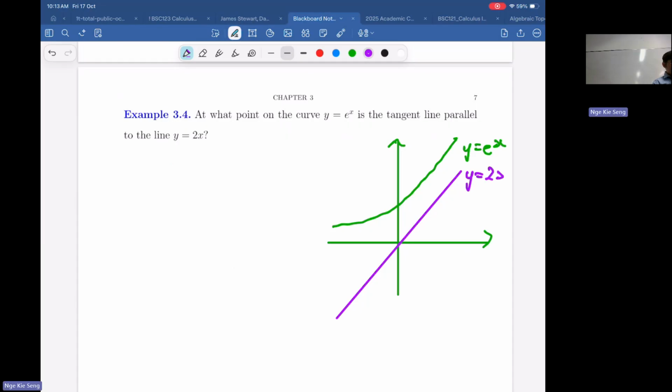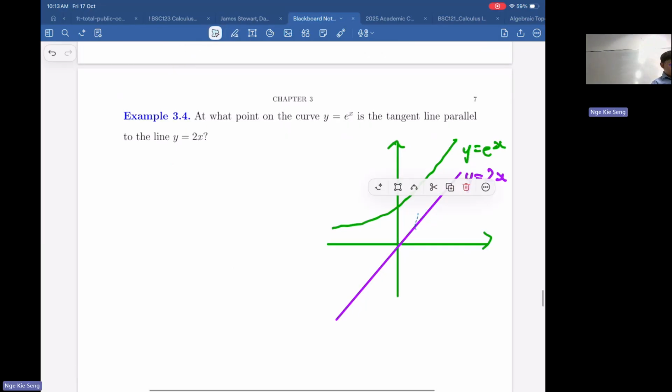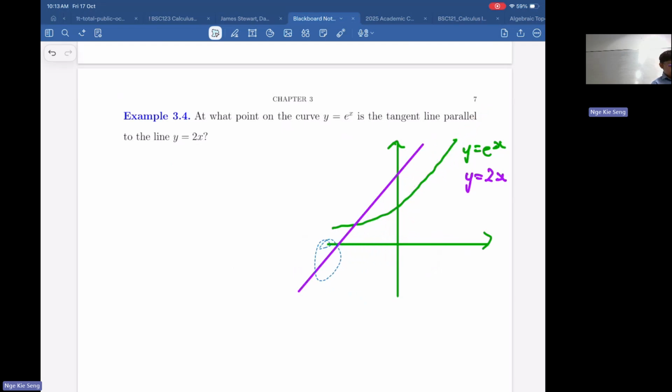So do you know what this question is asking here? It's asking which tangent line is parallel to this line. Meaning which tangent line is slanted the same way as this function. So where is it? To do this, what do you need to do? What do you think?